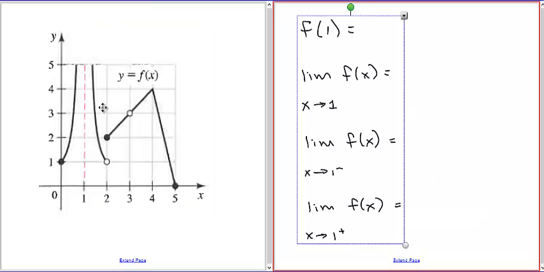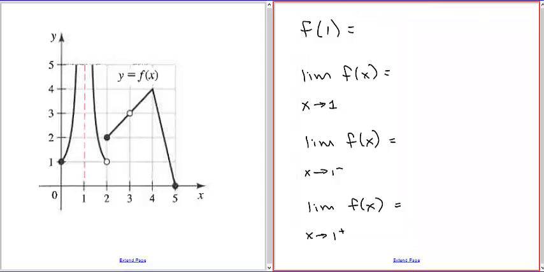Okay, same graph. The value of the function at x equals 1, it does not exist because we have a vertical asymptote.